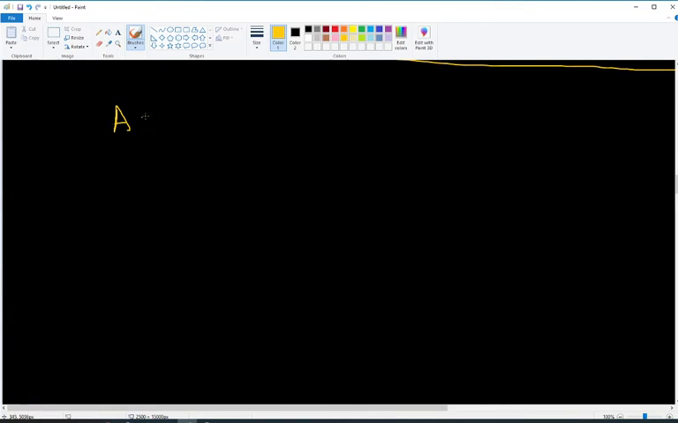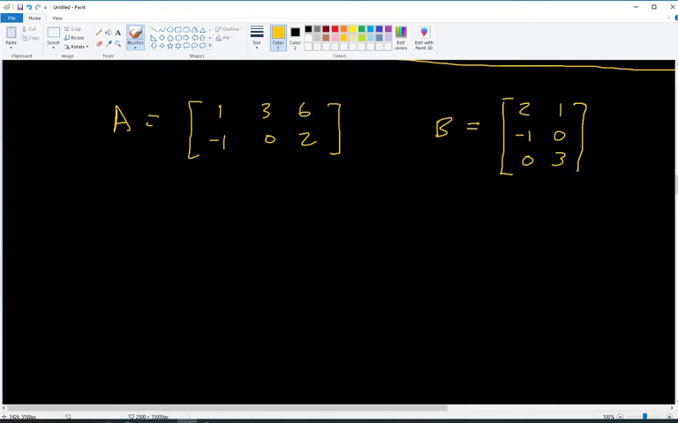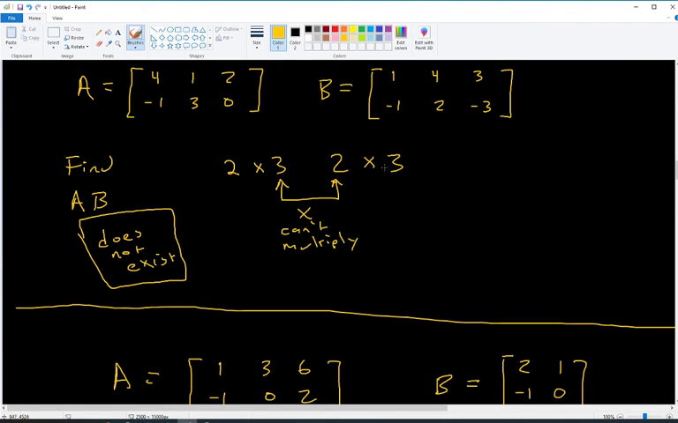So let's say A, again, is a matrix like 1, 3, 6, -1, 0, 2. But this time, let's say B is a slightly different matrix, like 2, -1, 0, 1, 0, 3. And we want to find A times B. Well, A and B are not the same size still, so if this was addition, we would say can't do it. And actually, if this was addition, the first one would be okay, because they're the same size. But with multiplication, even though these are the same size, we can't multiply them together.